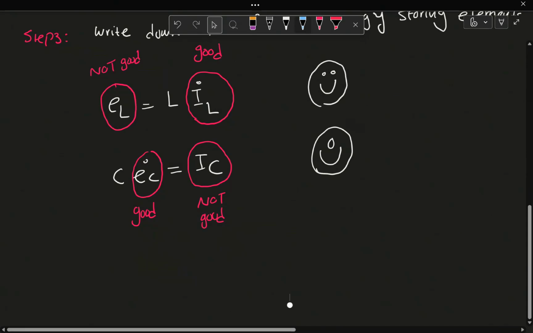So my job is going to step 4 and rewrite not good terms with the tools that I have, which are, by the way, KVL, KCL, and Ohm's law. Yes?